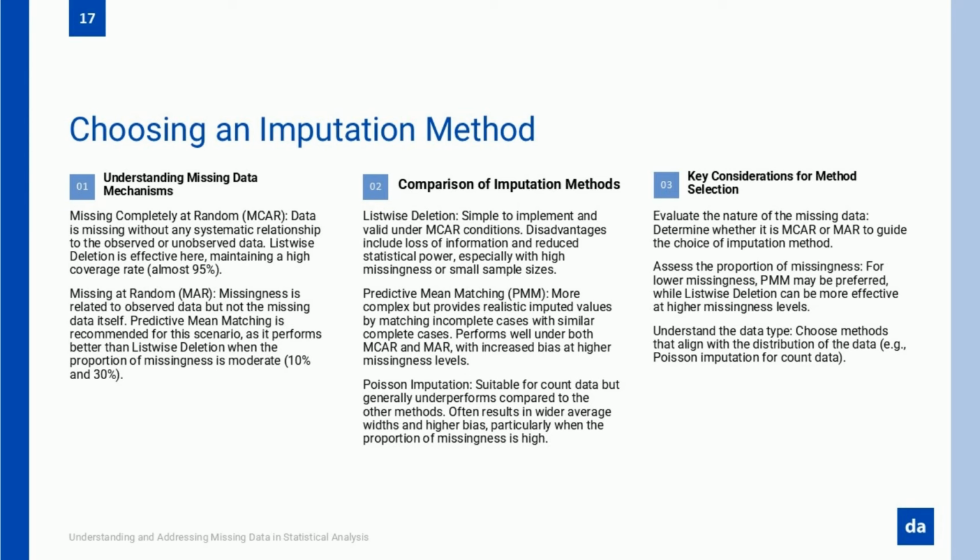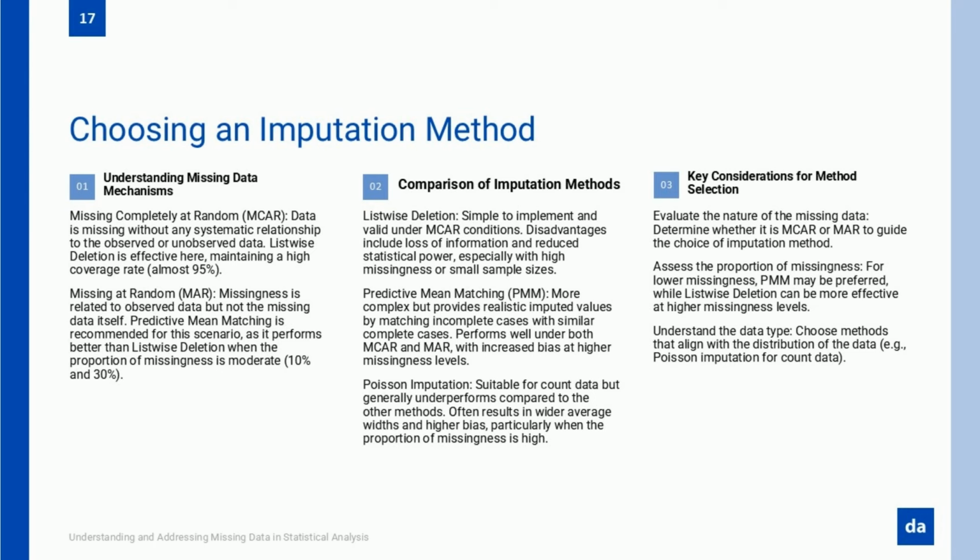Here, listwise deletion shines. Why? It keeps things simple and efficient, like a no-nonsense minimalist. Almost 95% coverage, thank you very much. Then there's missing at random, or MAR. This is where the missingness is sneakily related to other variables. Enter predictive mean matching, our trusty detective. It works harder under moderate missingness levels, solving the mystery with impressive realism, because what's the point of imputation if the data doesn't make sense?